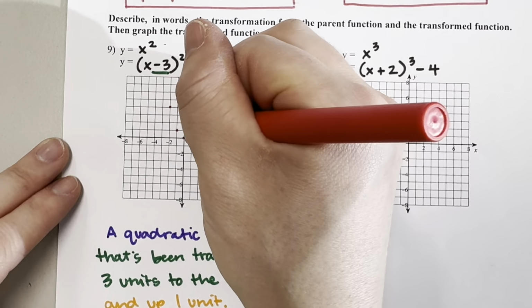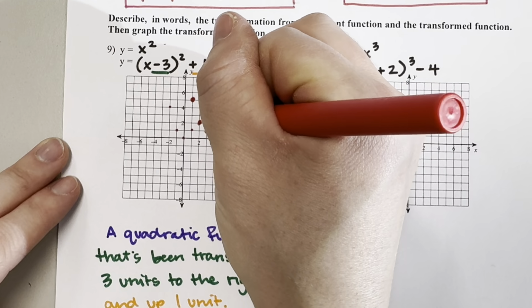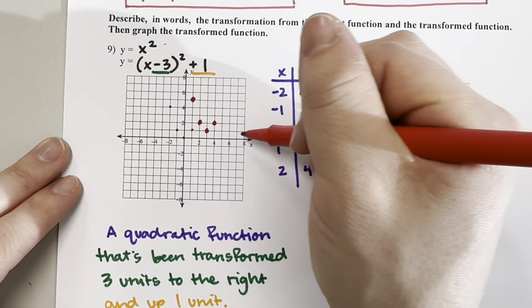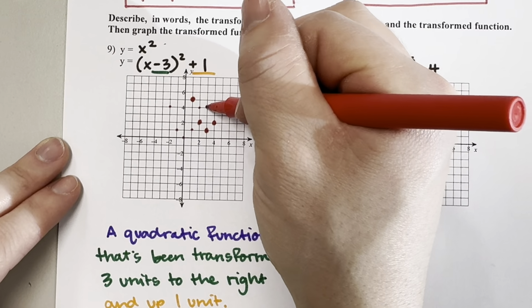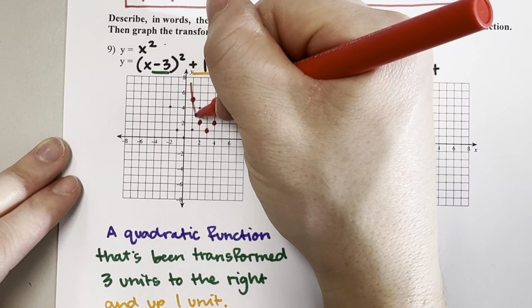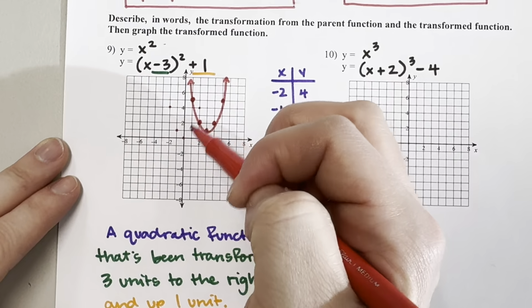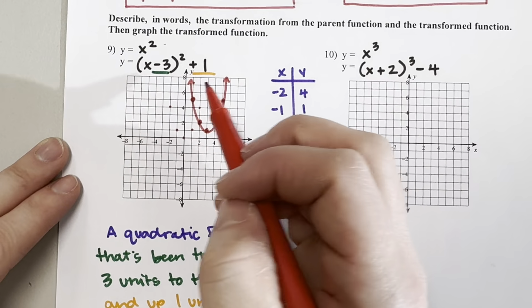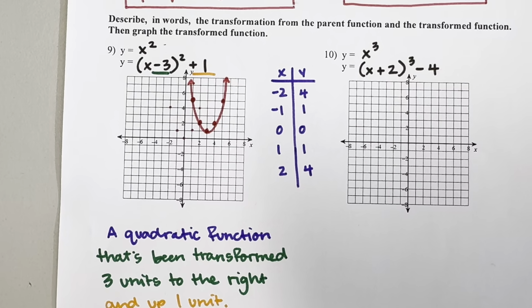Next one would be 1, 1, right there. Right 3, 1, 2, 3, up 1. It's now right there. And my last one, 2, 4, would be right there. Well, now it went to the right 3, 1, 2, 3, up 1, right there. Okay. So we can kind of see where our original parent points were, those little teeny dots I put on there. But here is my transformed function. Awesome.